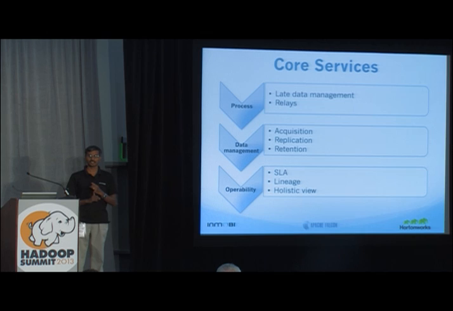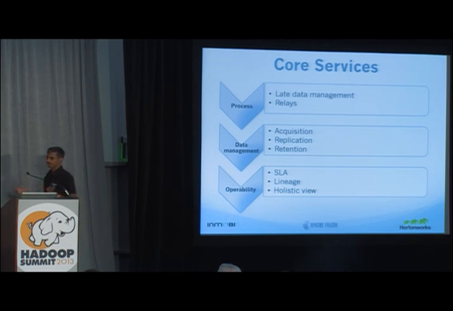So managing late data that comes into the environment for processing, relay of processes, and then you have data management problems like acquisition, data eviction, or replication. And then when you're running large pipelines, you need to look at lineage of data or SLAs of these pipelines. Also consider operability challenges that people may have while looking at the health of the system. So all these are common problems that we need to look at.